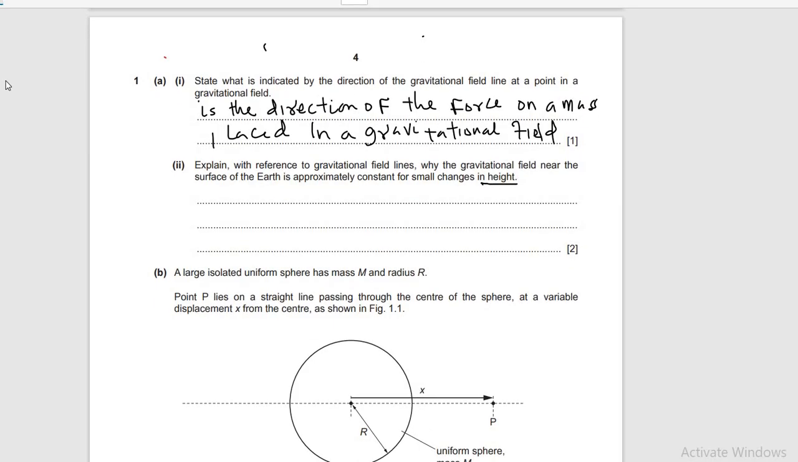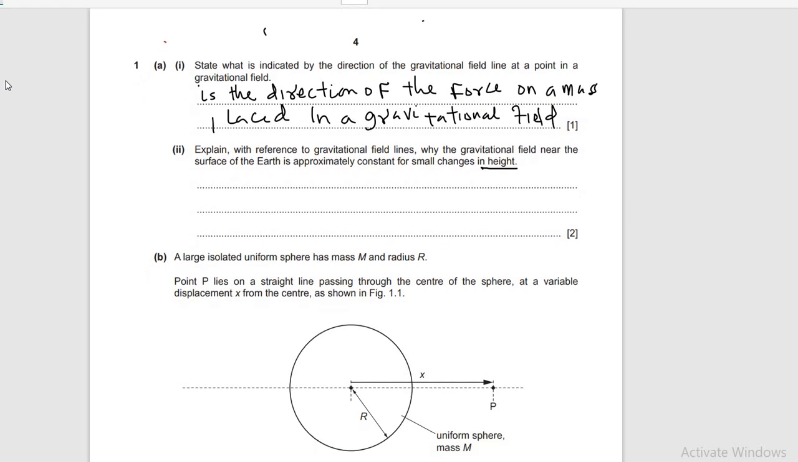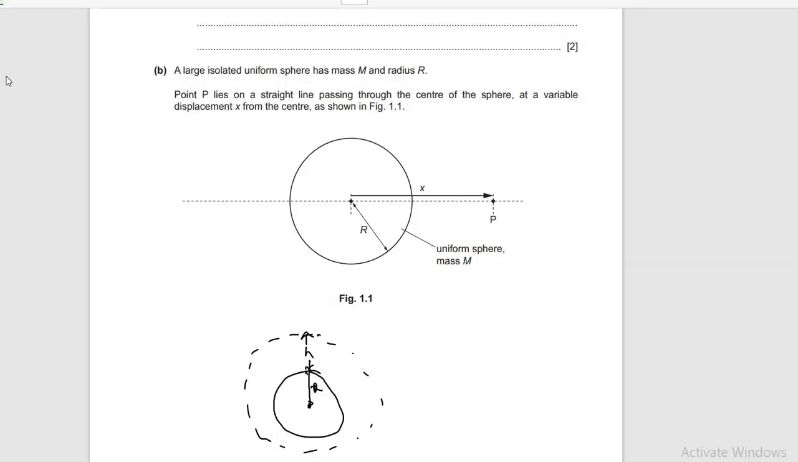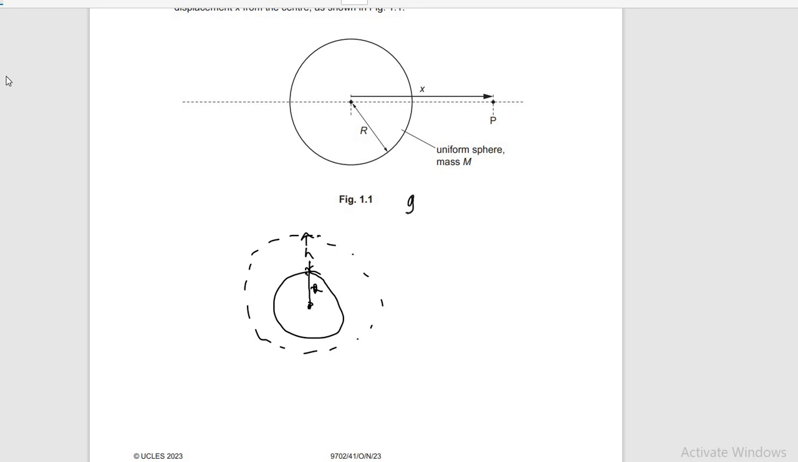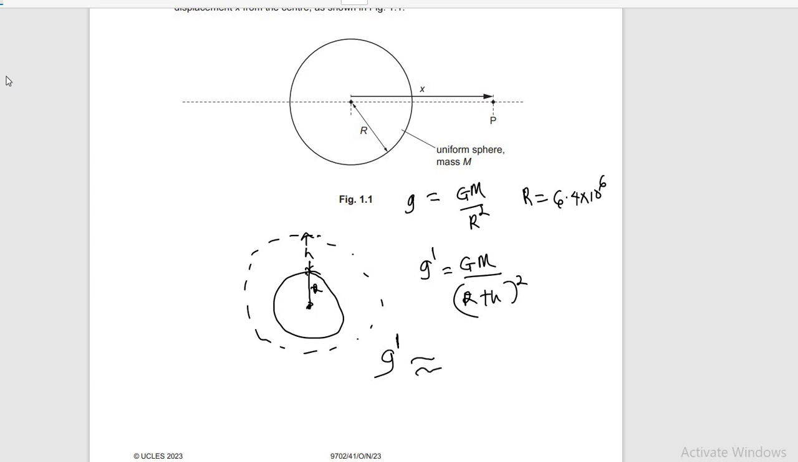So what the question is asking us is to explain with reference to gravitational field lines why the gravitational field near the surface of the Earth is approximately constant for small change in height. Remember that gravitational field is GM over r squared, and r is the radius of the Earth, around 6.4 times 10 to the power 6. Now, for a body h above the Earth, the gravitational field, you have to consider the distance from the center, (R plus h) all squared. So why is the gravitational field at a height above the Earth approximately the same as g?